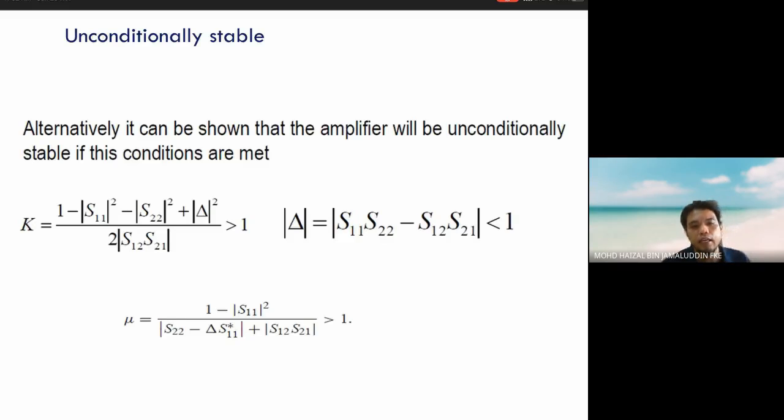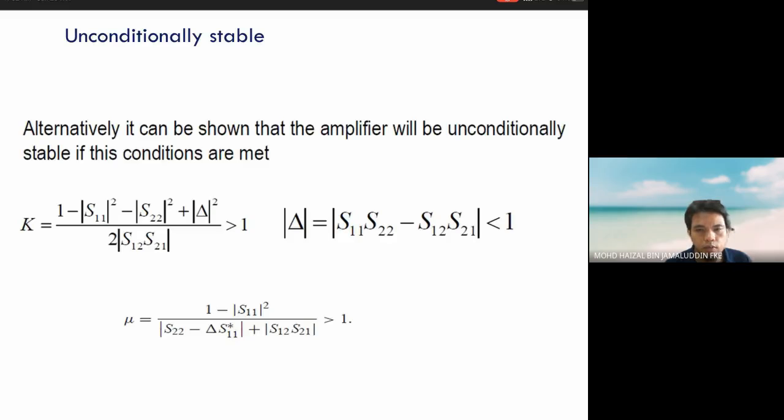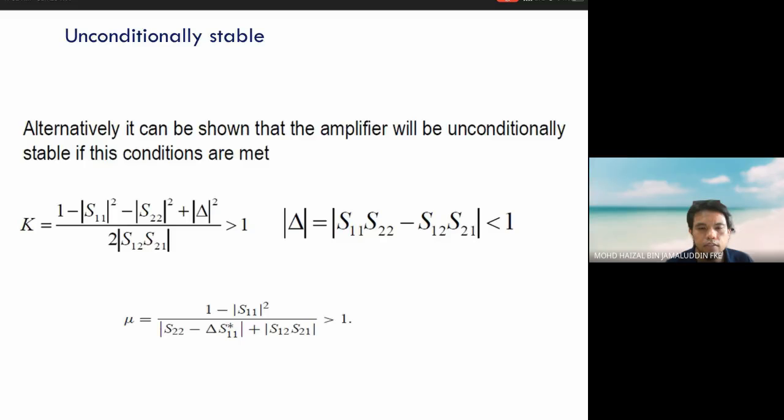If K is more than 1, based on this equation, and delta is less than 1, it will be unconditionally stable. If you get K less than 1 and delta still less than 1, it is conditionally stable. So that's the first method of calculation.